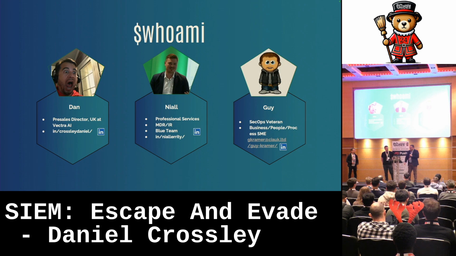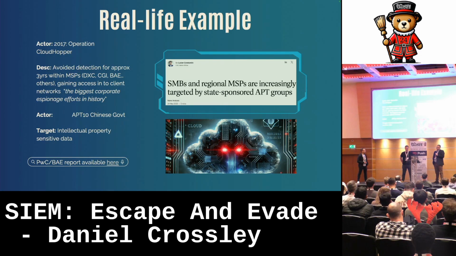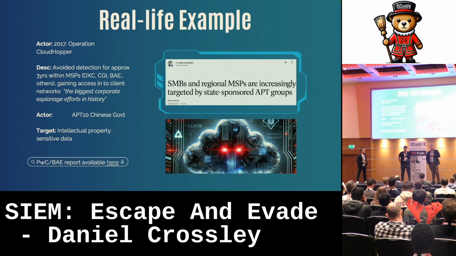So first of all, what we're going to talk about is a real life example. Most of you will be aware of what happened in 2017 with CloudHopper, so APT10, or the PLA, where they were actively targeting managed service providers to be able to get through to some of their end customers. And they were using this as a mechanism to obviously get hold of intellectual property, to be able to disrupt customer operations. Now, at the time, I was working for a company who was actually impacted by the breach of one of the larger MSSPs.